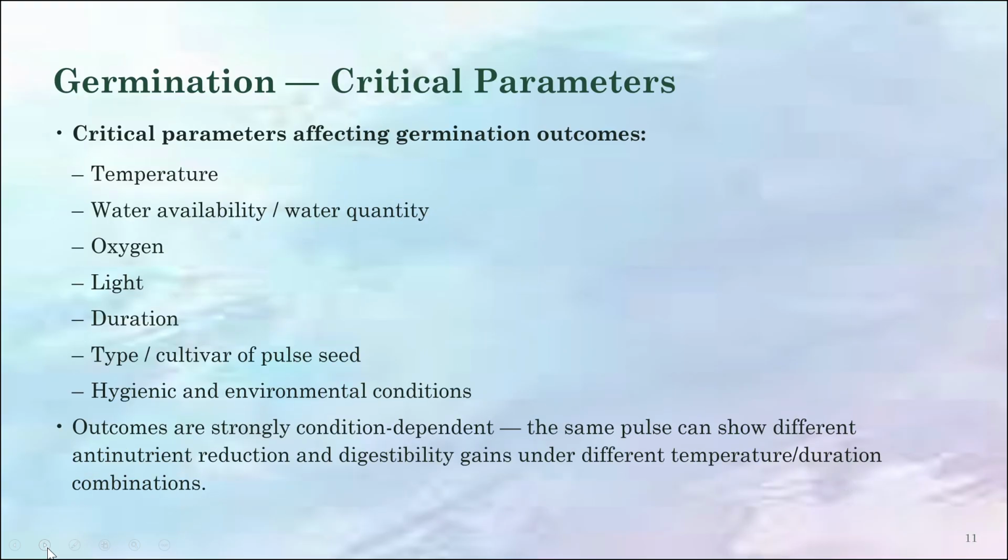So the important parameters which should be considered for germination are the temperature, water availability and the quantity of water, oxygen, light, duration, the type of the pulse seed, and hygienic and environmental conditions. And the outcomes of the germination will be strongly dependent upon the variety of pulse, and also the digestibility of the grains under different temperature and duration combinations.